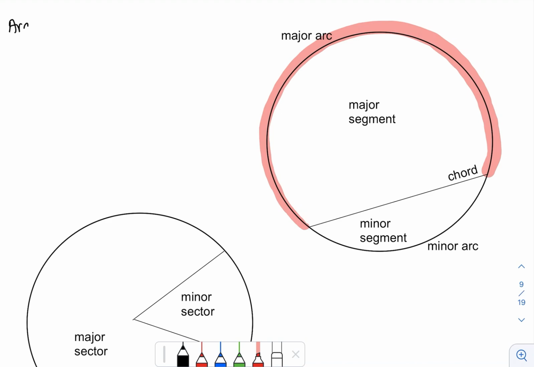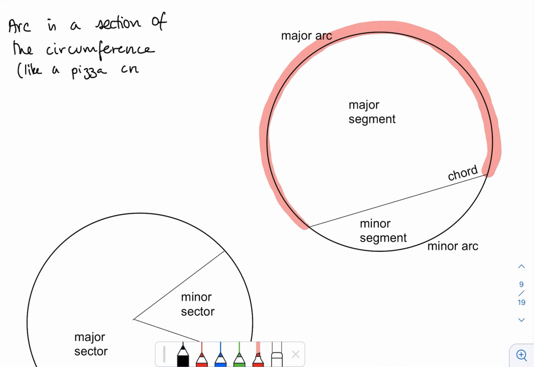Okay, an arc is a section of the circumference. So if you remember, the circumference is the actual circle itself, the perimeter. Okay, arc is only part of that. So if you think about this like a pizza, then this is a pizza crust. Okay, not the whole pizza crust, but part of a pizza crust. Okay, that's arc. Arc with a C, not a K.